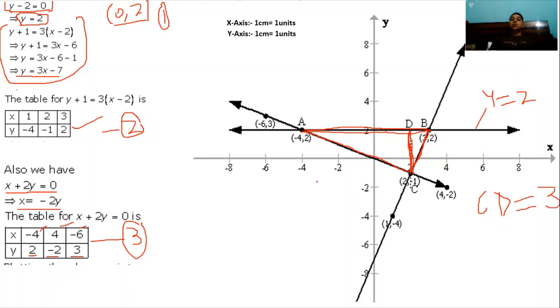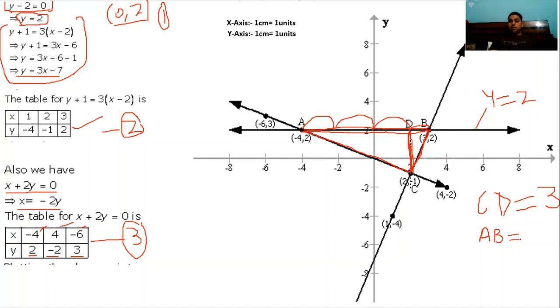And what is the value of the AB distance? Measuring the distance from here we have 2, from here we have 4, then 6, and one more point is 7. So what is AB? AB is equal to 7.